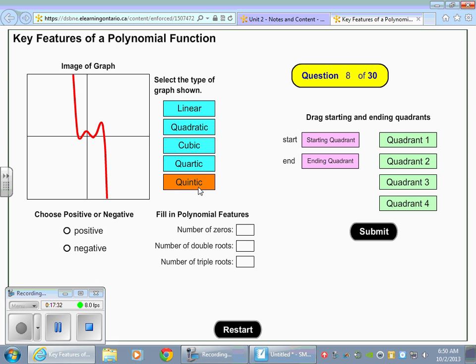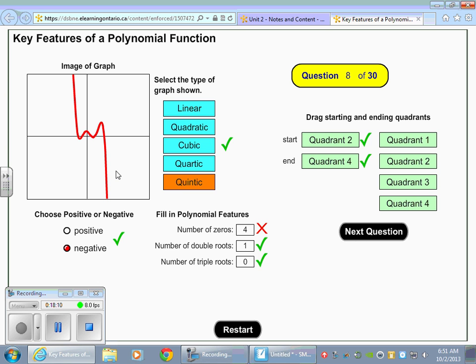Same sort of idea now. If the exponent is 5, normally a negative x value would give me a negative y value. So that means basically I've got the opposite of that. Zeros, it looks like 1, 2, 3, 4 to me. Double roots, I'm hoping this is a double root in this one spot right here. I don't see any triple roots. And again, starts in quadrant 2, ends in quadrant 4.